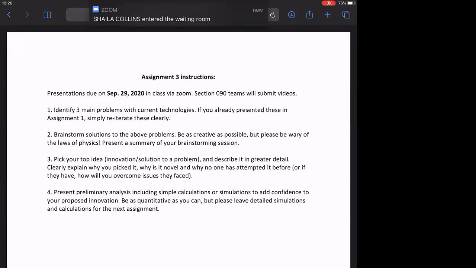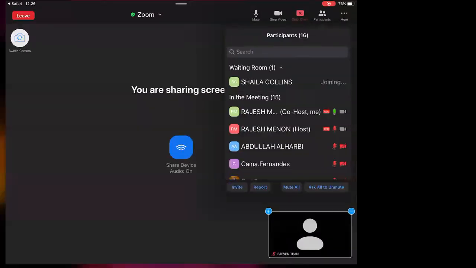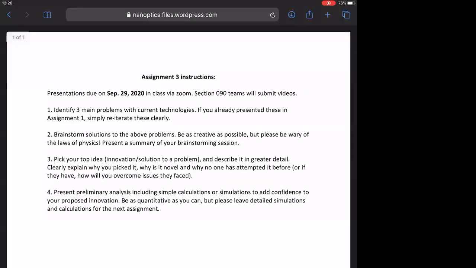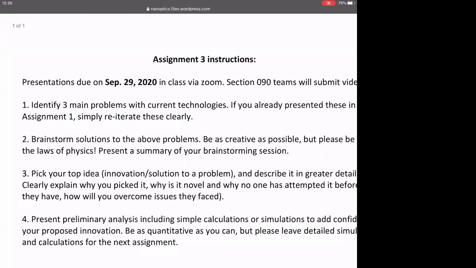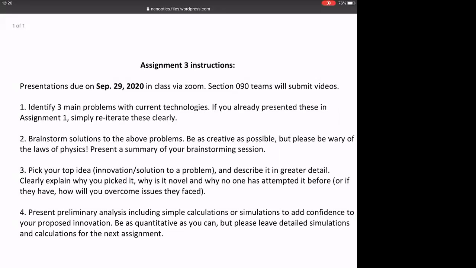First is, go back. First is I would like you to identify 3 main problems with the current technologies. And many of you have already done this. I would say you get a second opportunity to reiterate it or change it, okay, with current existing technologies. And if you already presented these, that's fine. You can simply reiterate them, maybe try to make it clearer. I made some suggestions on Tuesday.